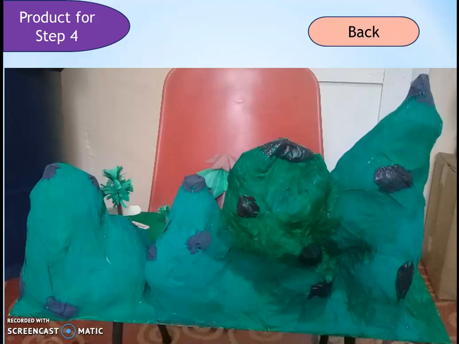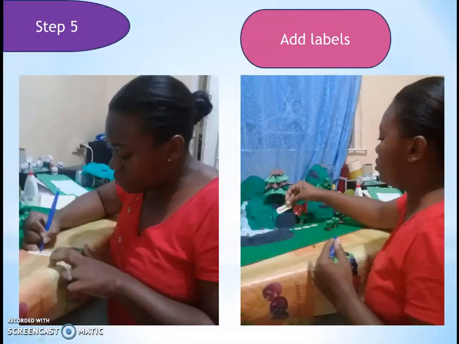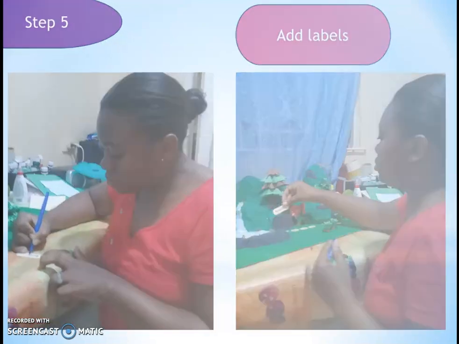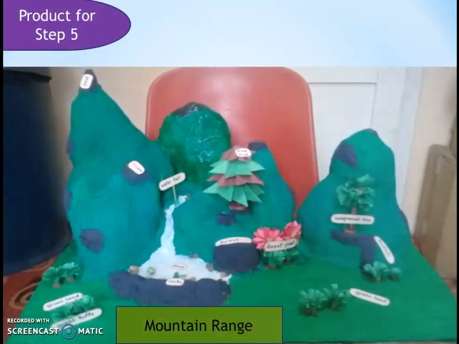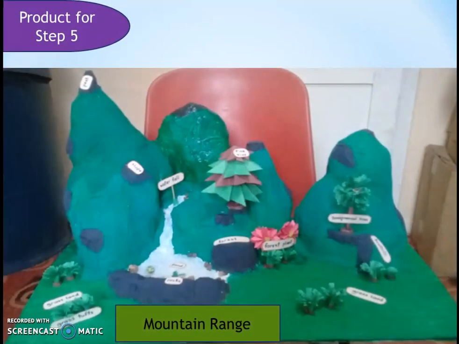Now, after we have added our vegetation, the next step is to add our labels. So we want to ensure that all the features that we have on our model are properly labeled. So this is what these pictures are depicting, the labeling of the features on the model. And then when we have completed that, this is what it will look like. So this is the finished product, and that's what it looks like.